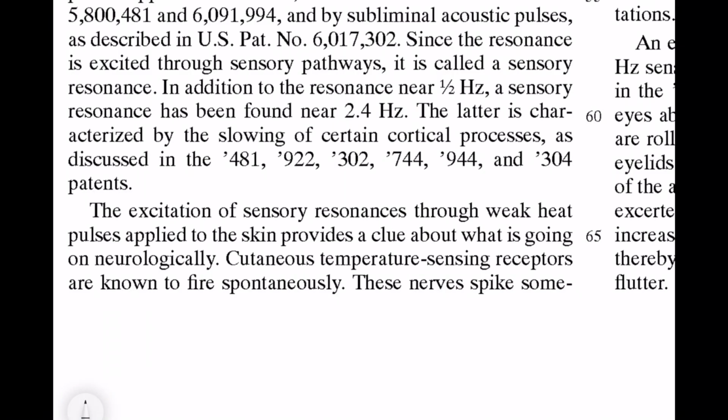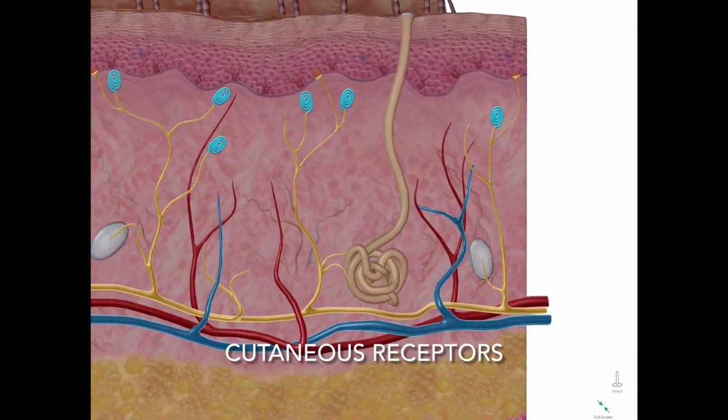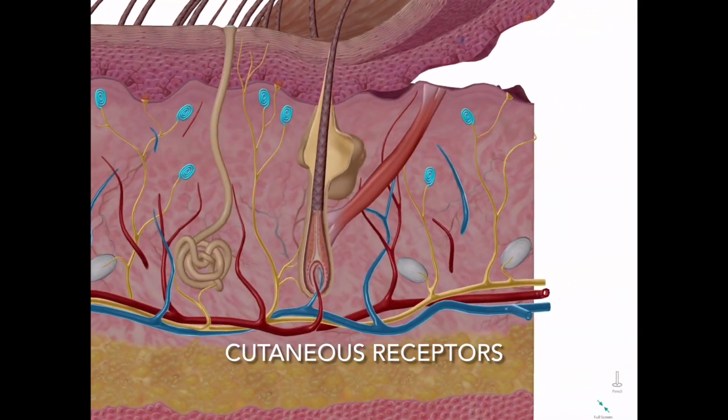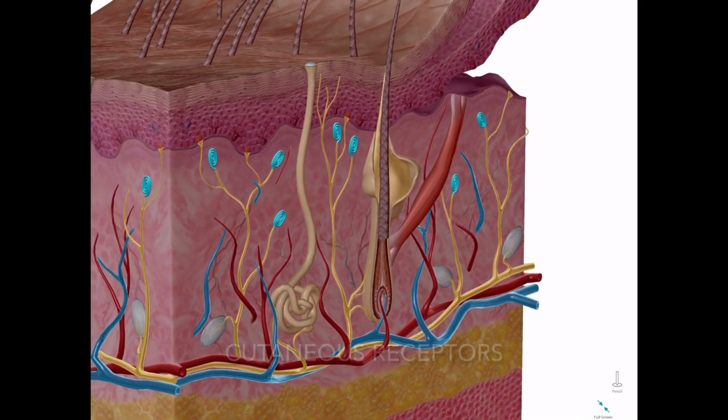It says here, the excitation of the sensory resonance through weak heat pulses applied to the skin provides a clue about what's going on neurologically. It goes on to say cutaneous temperature sensing receptors are known to fire spontaneously. And we looked a little bit at those cutaneous receptors. Here you can see the 3D model of the skin. You can see those cutaneous receptors highlighted in blue. They definitely provide information as to what's going on as far as temperature. But all of this is important.